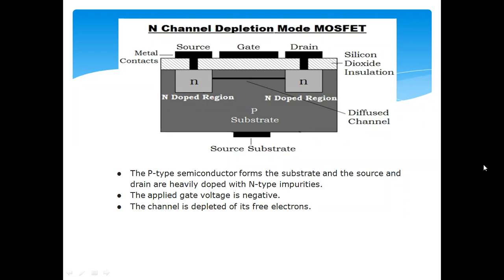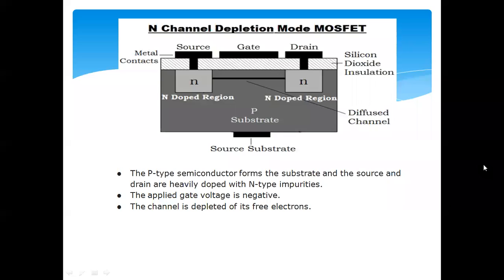Okay, now first tell me, what is the difference between the depletion MOSFET and enhancement MOSFET? What do you think? So depletion is normally on MOSFET. Yes, and enhancement is normally off MOSFET.